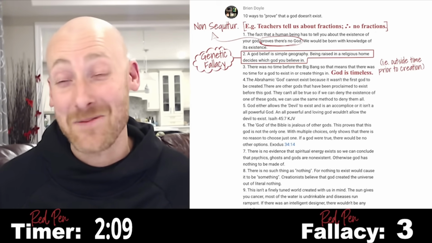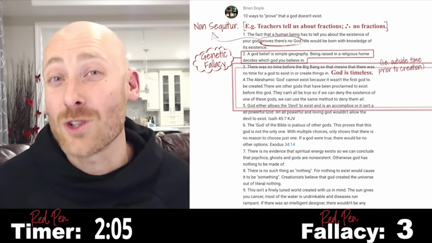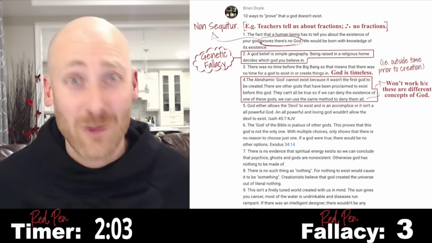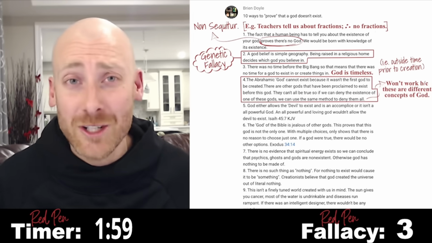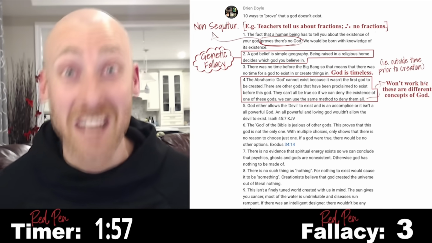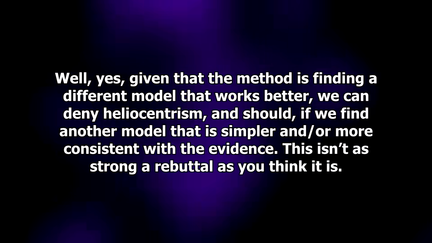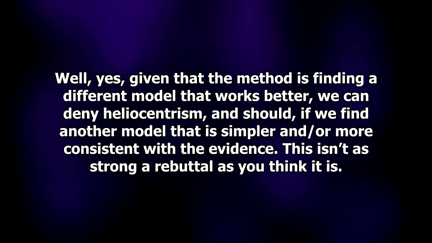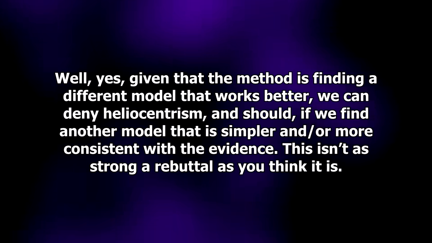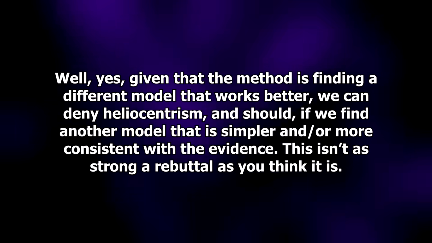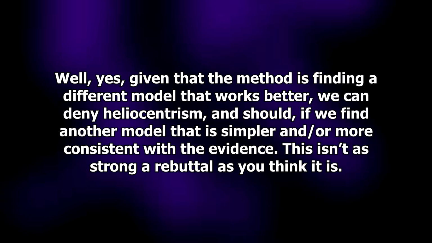If this is a good argument against God, then it's also a good argument against science, since older false concepts are often replaced by newer true concepts. On Doyle's logic, since the older geocentric view is false, we can just deny the newer heliocentric view by the same method. Well, yes, given that the method is finding a different model that works better, we can deny heliocentrism, and should if we find another model that is simpler and or more consistent with the evidence. This isn't as strong a rebuttal as you think it is.